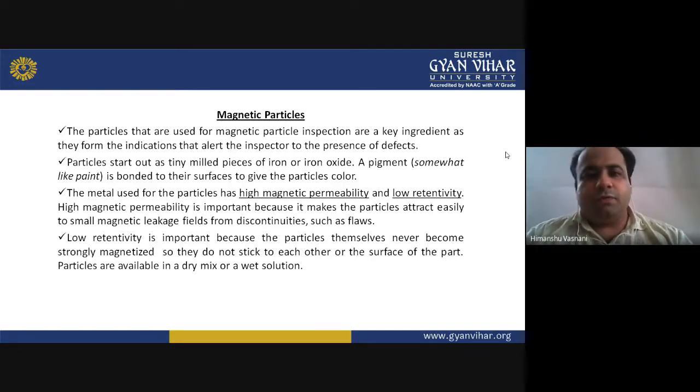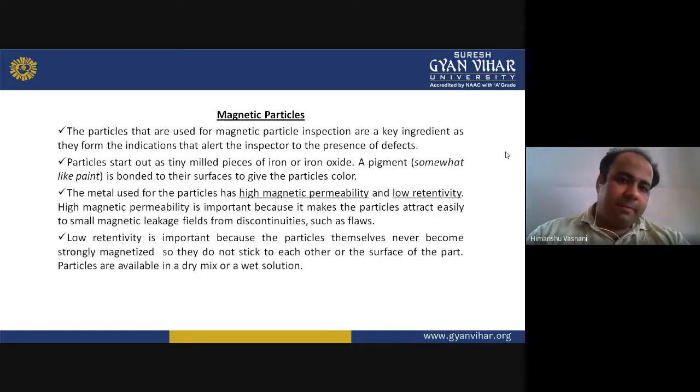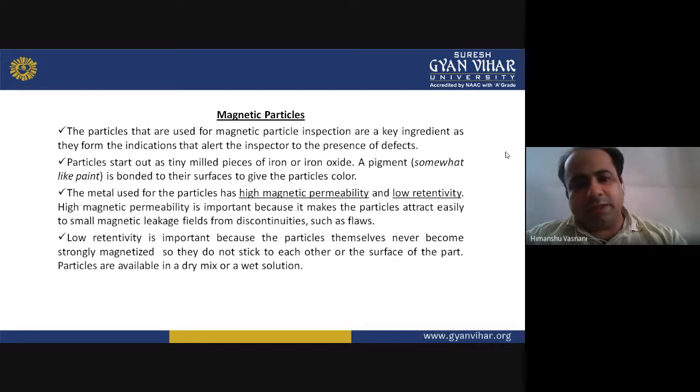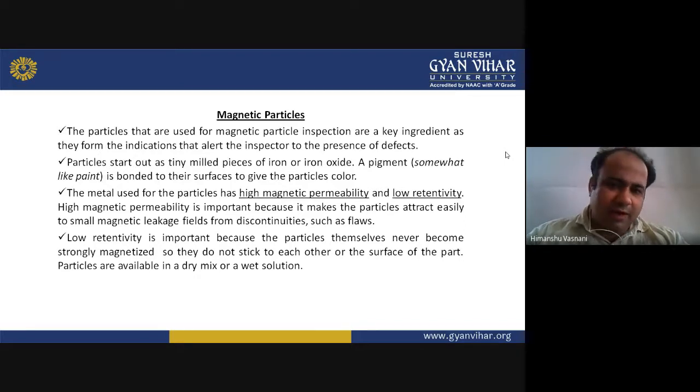The particles that are used for magnetic particle inspection are a key ingredient, as they form the indications that alert the inspector to the presence of defects. They form a cluster around the defect so that you can easily identify that a defect, a crack, is there. The particles start out as tiny mild pieces of iron or iron oxides. A pigment somewhat like paint is bonded to their surfaces to give the particles color.